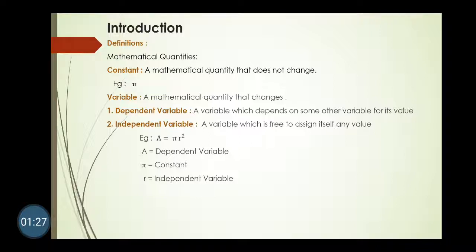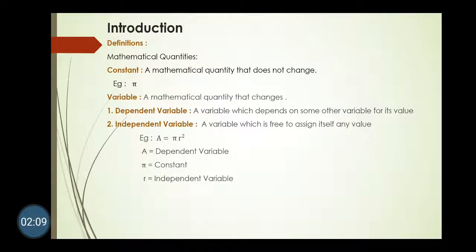For example, pi. The value of pi is 22 upon 7. It always remains the same. It doesn't change. Therefore, this value is called a constant. The second one is the variable, in alphabetical form like x, y, z, etc., whose values can change. If we replace the value of x as 2, it becomes 2. If we replace 2 by 3, then it changes. Therefore, a mathematical quantity that changes is called a variable.